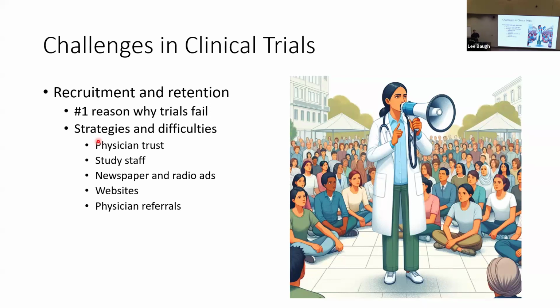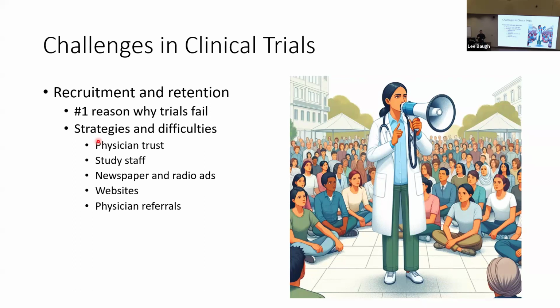Some ways to garner or generate recruitment are by doing things like putting out newspaper and radio ads. I'm sure you've all seen on Facebook feeds and things that a certain research group is recruiting for a trial. So, getting the word out as broadly as possible. You can also create websites and things. And then of course, lastly, physician referrals.